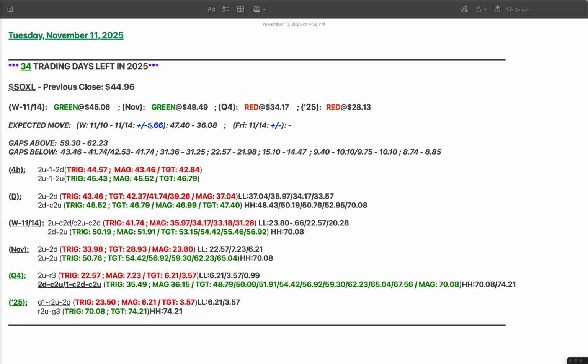Now we know the expected move for the week is plus or minus $5.66, giving us a range of 47.40 to 37.08. We're up towards the top end of that range, but we still have some room to go. And we have gaps above and gaps below, including this double gap that we left from Monday and Friday of last week, right? So from 43.46 to 41.74, that's a pretty big gap, right?